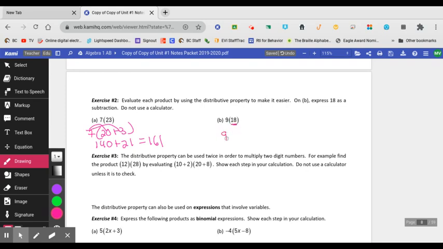So our hint is to make 18 using subtraction. So that's going to be 9 times parentheses 20 minus 2. So 9 times 20 is 180. 9 times negative 2 is negative 18. And then we subtract and we get 162.